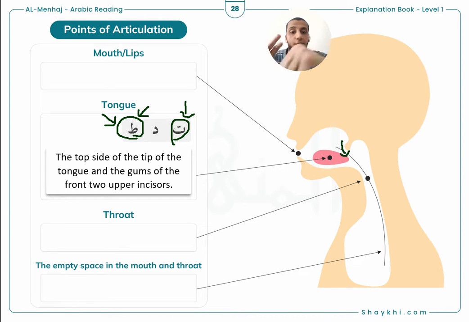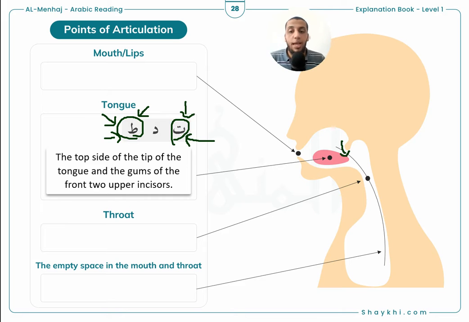If it's raised, it will be heavy. If it's not raised, it will be light. So the back of the tongue is raised when we pronounce the heavy ta, and this is what makes it heavy, and it is not raised when we pronounce the light ta, and this is what makes it light. And this is called in Arabic al-isti'la and al-istifal. Al-isti'la means the back of the tongue is raised. Al-istifal means the back of the tongue is not raised.